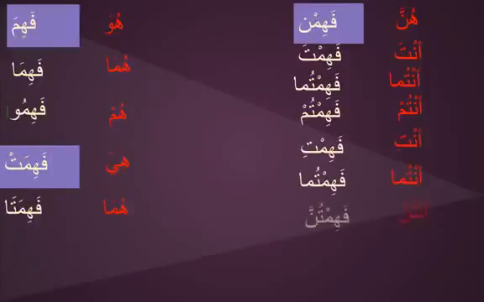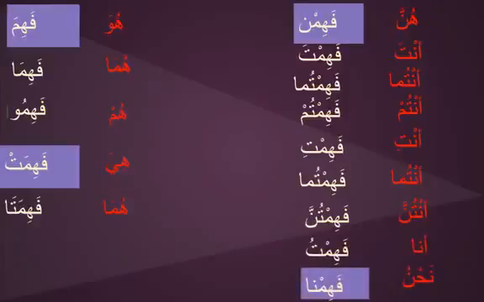And today we're going to learn a verb as well, and today's verb is fahima. Fahima means he understood. So huwa fahima, huma fahima, hum fahimu, hiya fahimat, huma fahimata, hunna fahimna, anta fahimta, antuma fahimtuma, antum fahimtum, anti fahimti, antuma fahimtuma, antunna fahimtunna, ana fahimtu, nahnu fahimna. So if you can write this and practice the conjugation, this will make the verbs very easy for us.